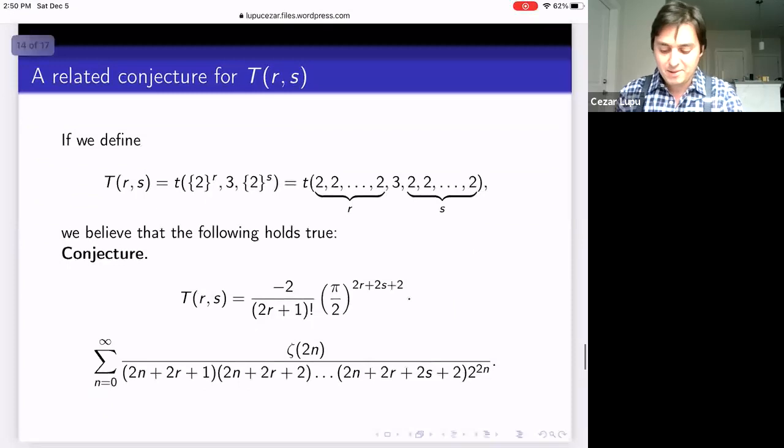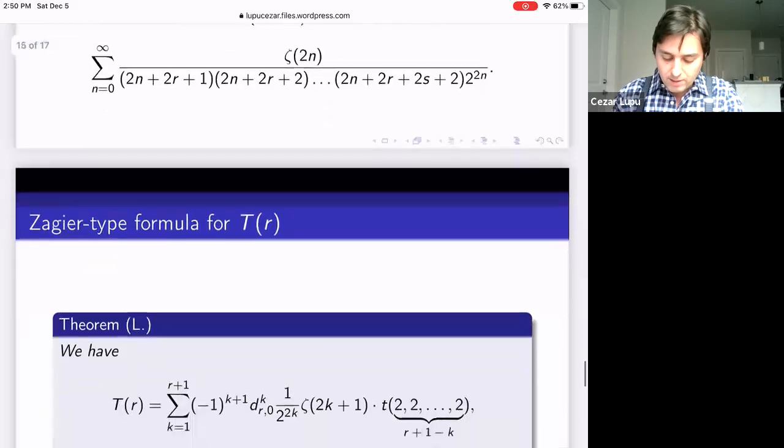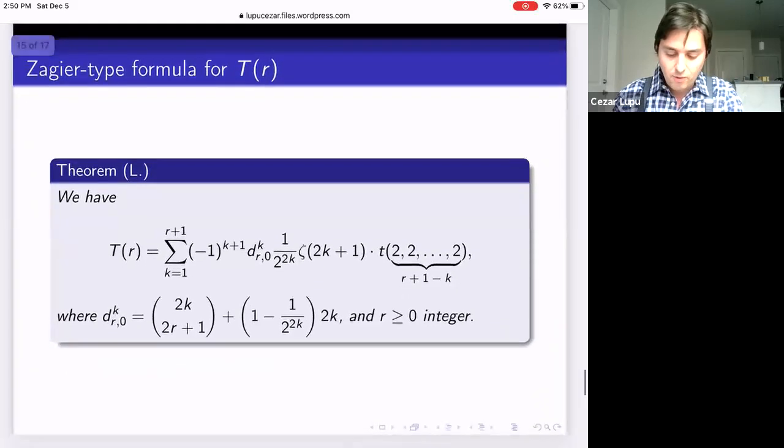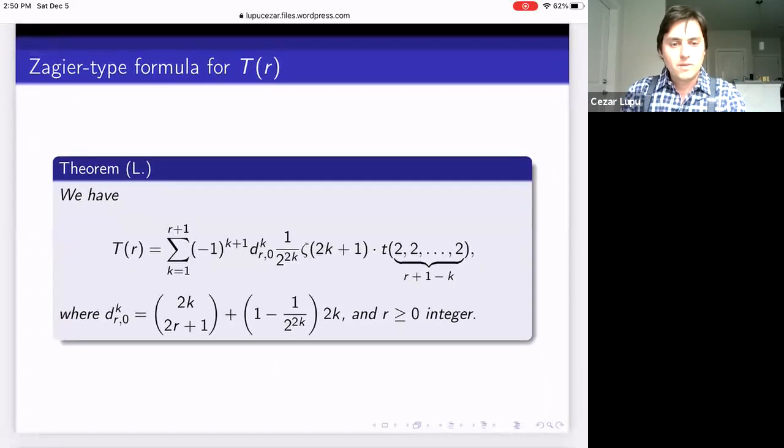But before I talk about that, we can have a conjecture here. This is something that we haven't proved yet. In the same way, if we add those 2s after the 3, we believe that this conjecture will hold true. As you can see, I have another rational zeta series involved here, which looks a little bit more complicated. And now we can state the following Zagier-type formula for T of r, which is given by this. Again, I have a finite sum involving odd zeta values, and also T(2, 2, 2), which we already know the formula for, but also depends on the weight.